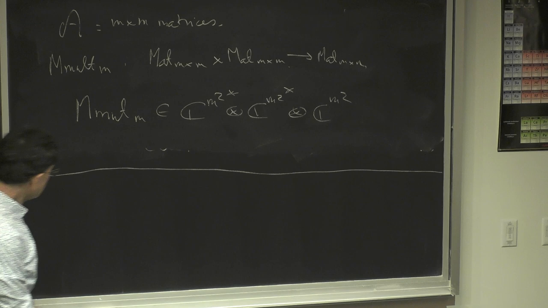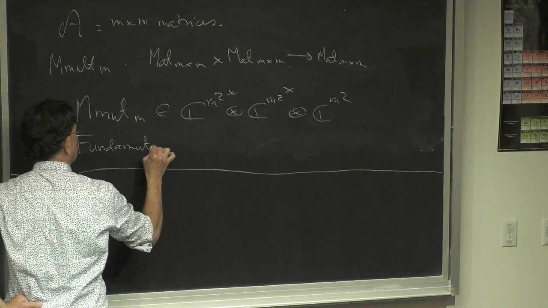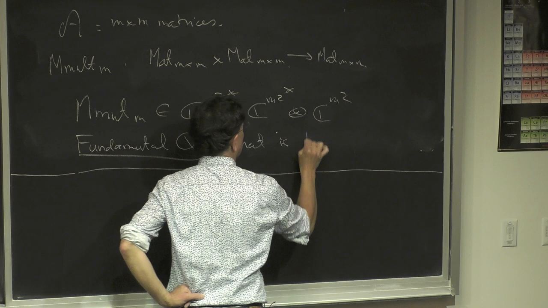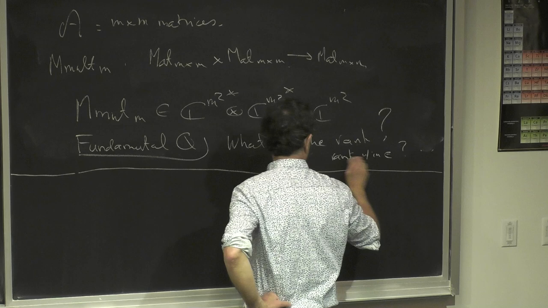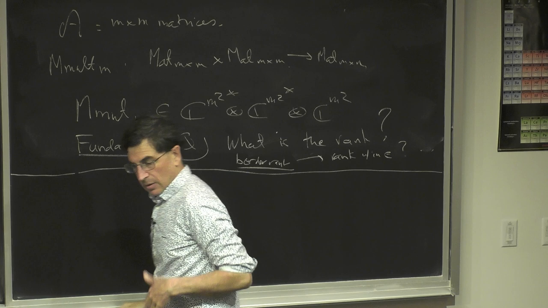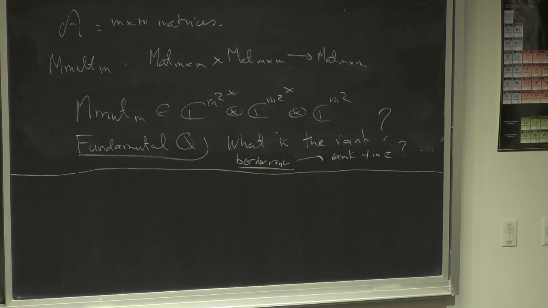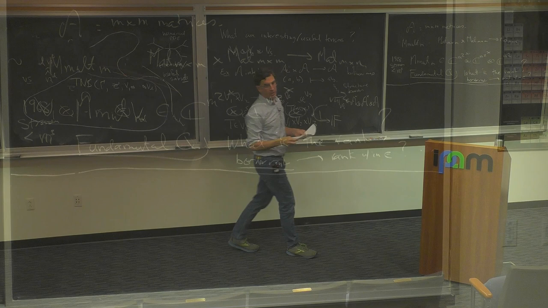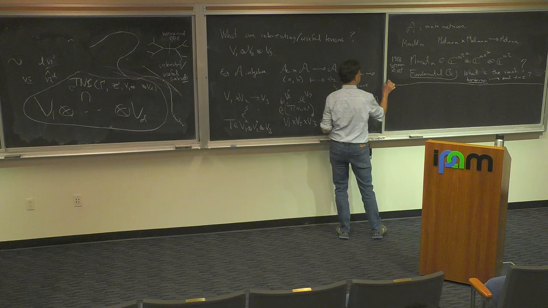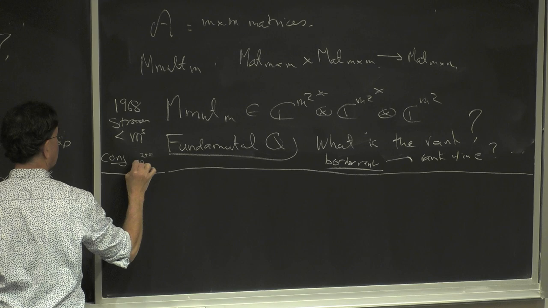And it's a fundamental question: what is the rank, or what is the rank within epsilon? This goes by border rank. Because maybe it's not of rank 5, but I can get arbitrarily close to 5 with an epsilon. And it turns out, in 1968, Strassen realized that whatever it is, it's less than n cubed, which would be your naive guess if you wrote it out in standard bases. And it's actually conjectured that it's like n to the 2 plus epsilon, something like that, for any epsilon greater than 0.